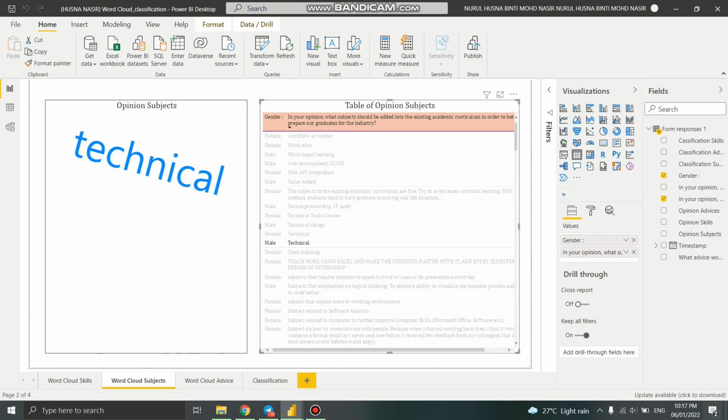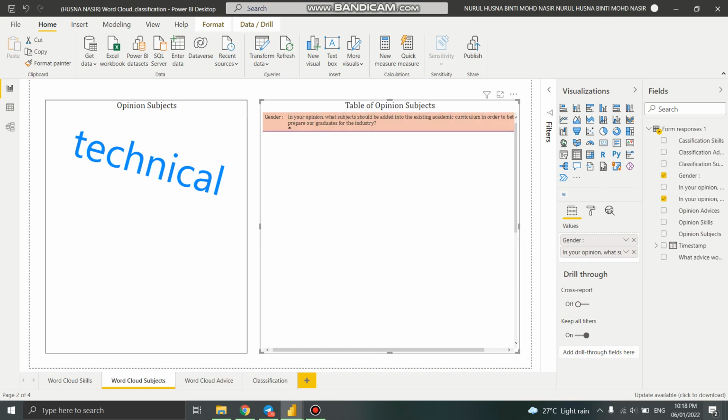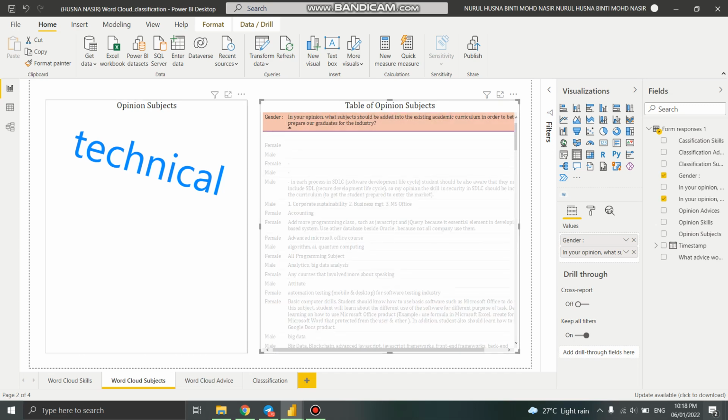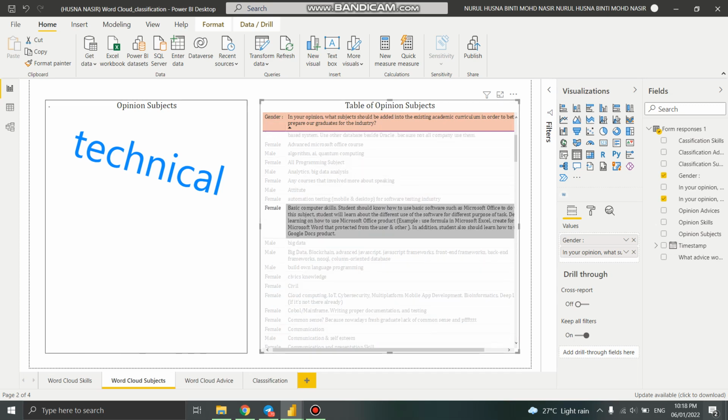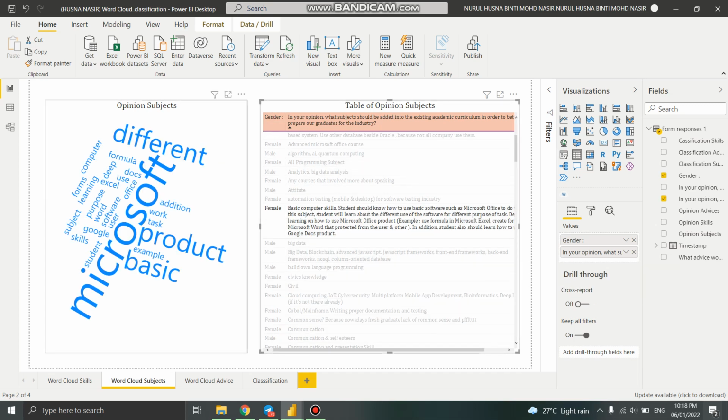but in general the word cloud is showing the result of all the data.